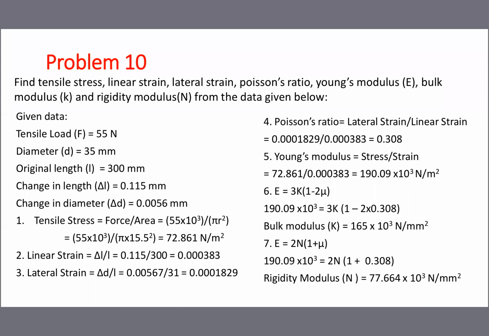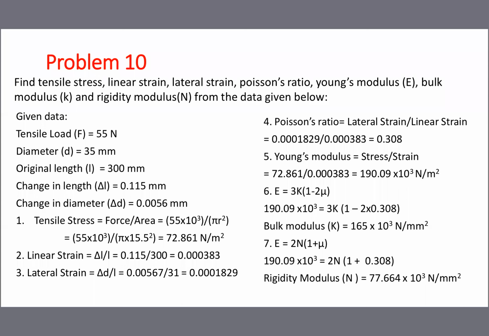So the mistake: the tensile load data is 55 kilonewton, so convert into Newton, 55 into 10 power 3. It became Newton divided by the pi r square formula. Diameter is given, 35, so 15.5 is the radius. So 55 into 10 power 3 divided by pi r square, you will get the tensile stress. This idea we already studied. How to find out stress, we already have the idea: force divided by area, or load divided by area.